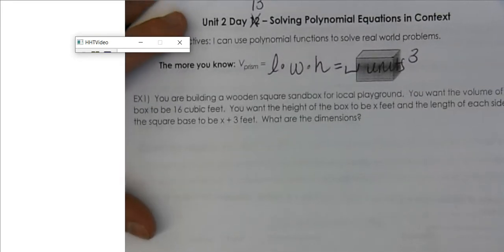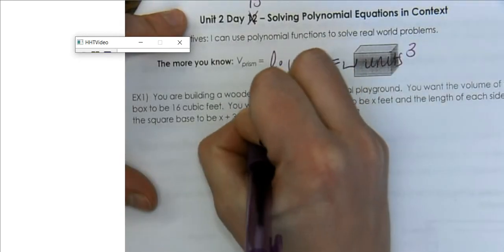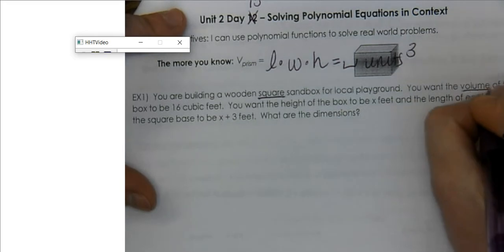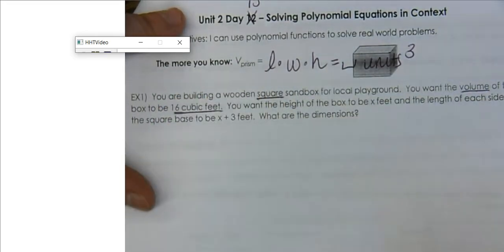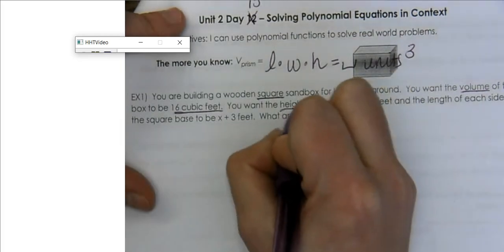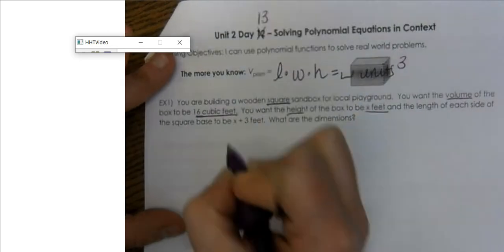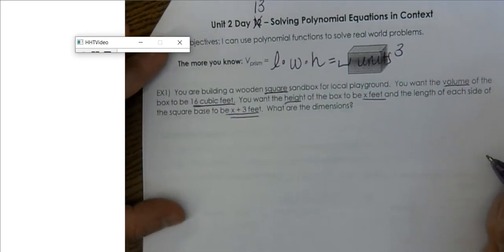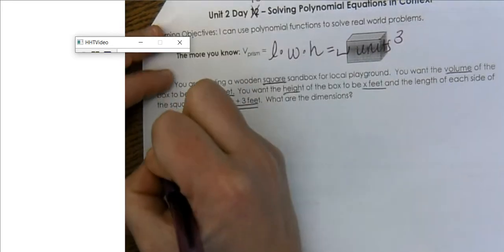In example number one, it says, you are building a wooden square sandbox for a local playground. You want the volume of the box to be 16 cubic feet, and you want the height of the box to be x feet and the length of each side of the square base to be x plus 3 feet. What are the dimensions? The first thing I would do is draw a picture just to get a sense of what we're doing here.